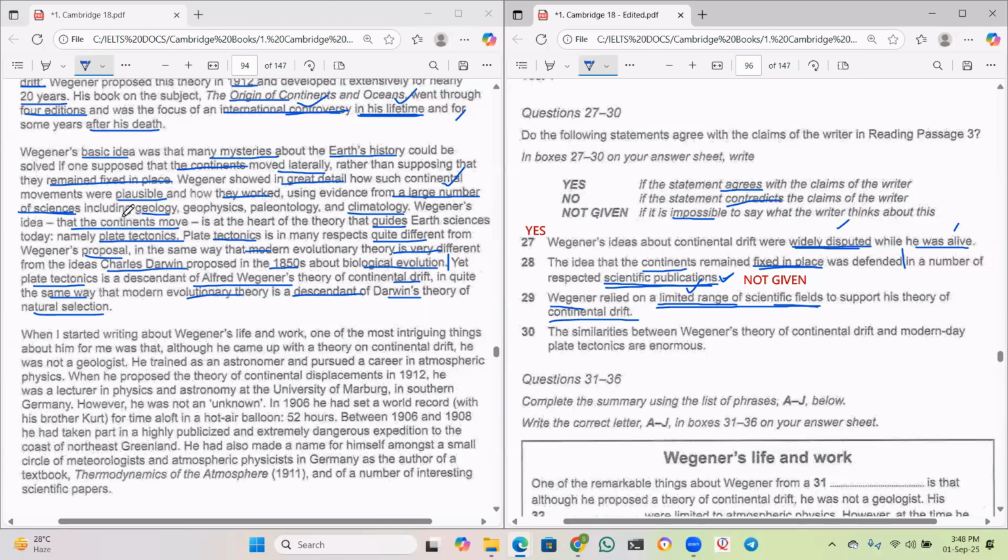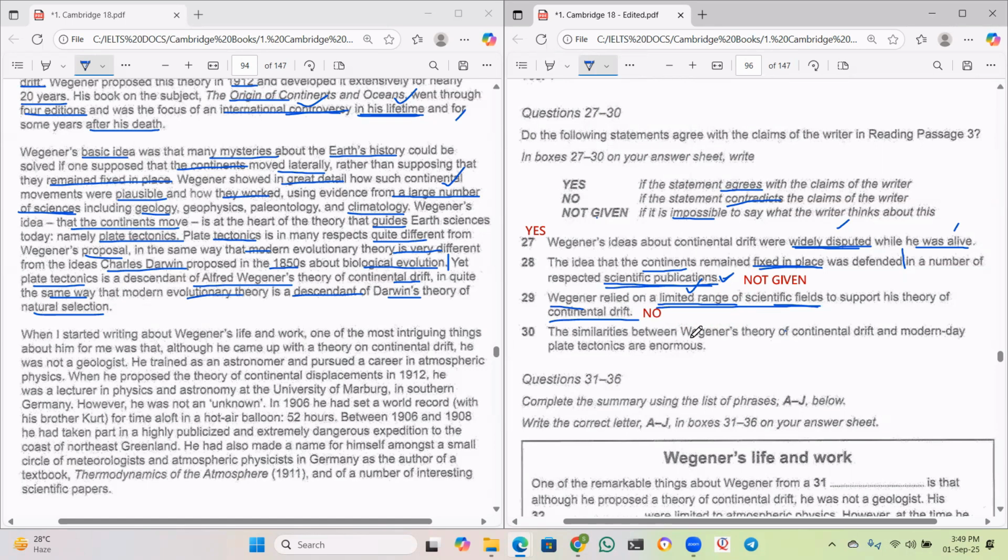So large number of sciences, including geology, geophysics, paleontology, and these things. So it is a large number of sciences, which includes these four fields. So Wegener relied on a limited range of fields? No, it was a very large number. So it is completely opposite in meaning. So what is the answer, guys? It should be no, right? Yes. So this one was pretty easy, right? So the answer is no because it is completely opposite in meaning.